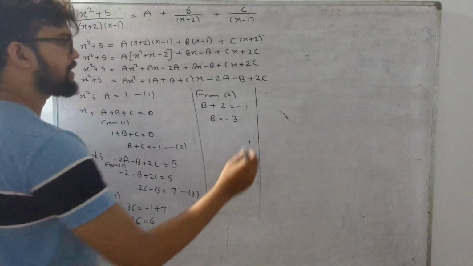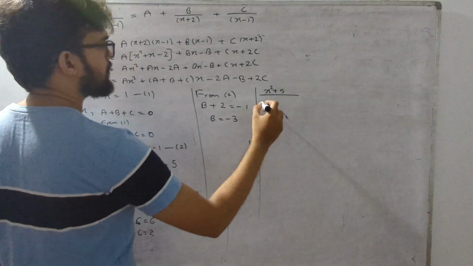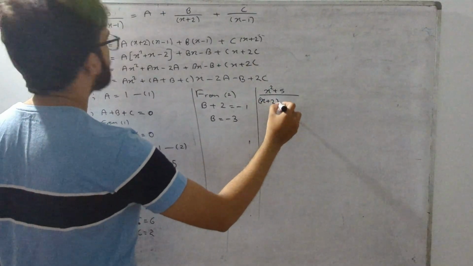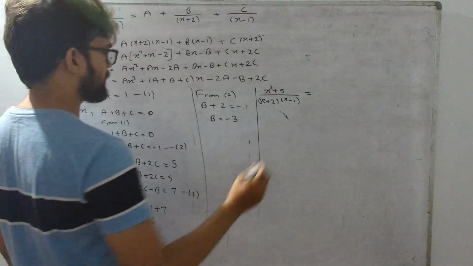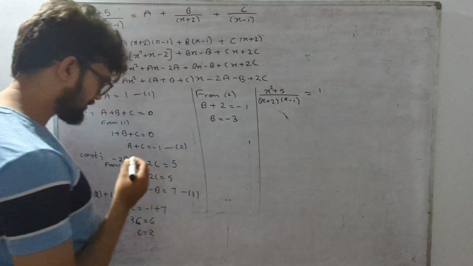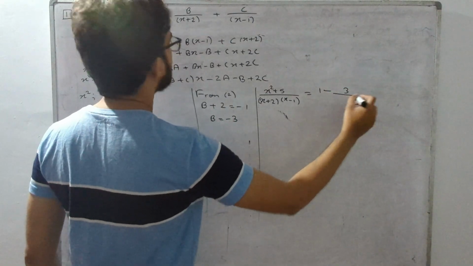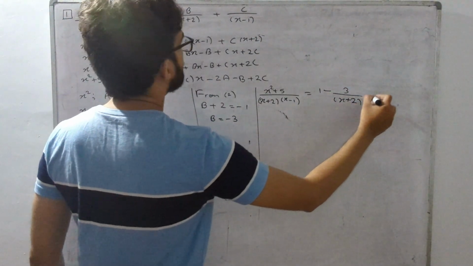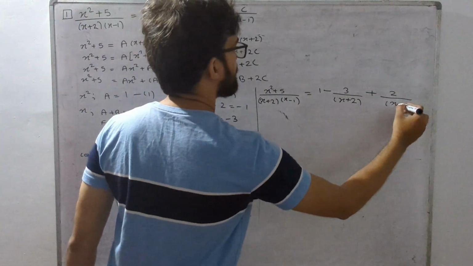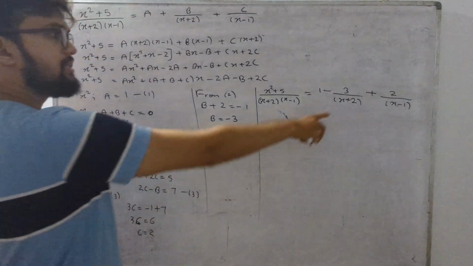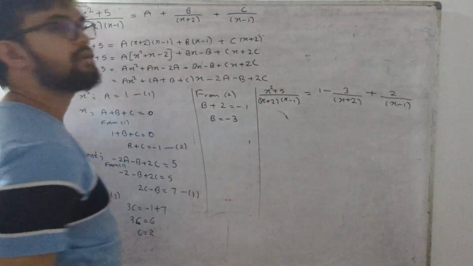So we can write the partial fractions of x squared plus 5 divided by x plus 2 into x minus 1: A equals 1, B equals minus 3, so we can put the minus symbol here, minus 3 over x plus 2, plus C equals 2, 2 over x minus 1. These are the partial fractions of this improper rational function.